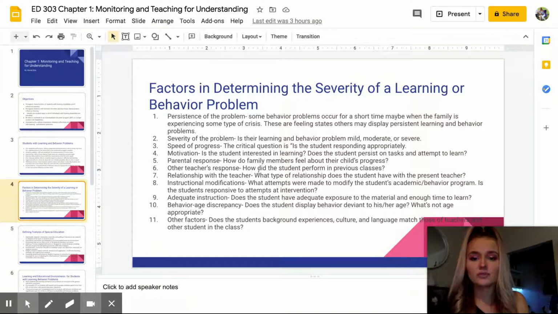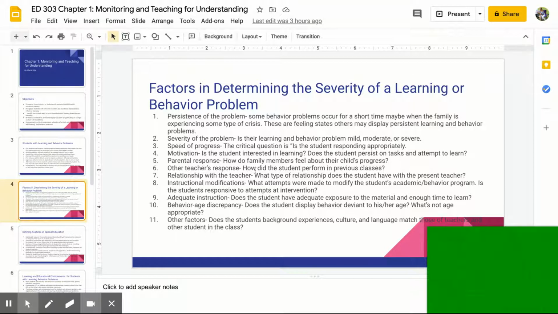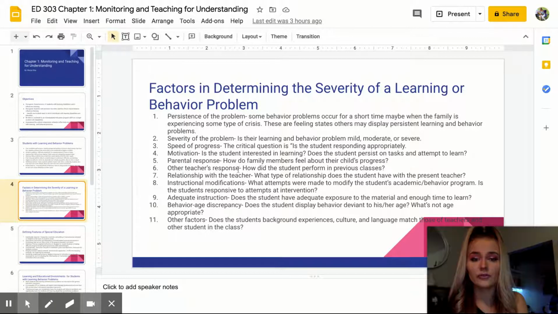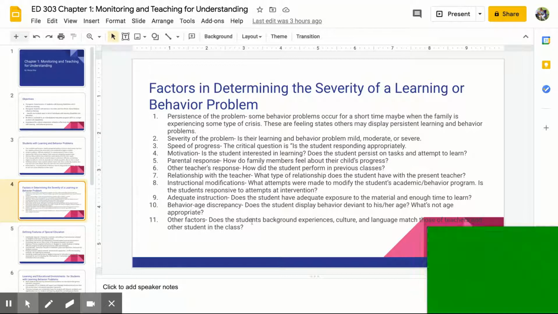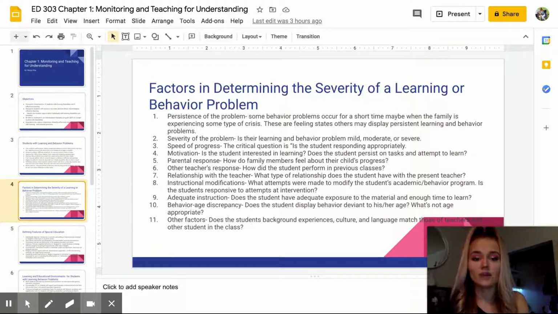Other teachers' response, how did the student do in their classrooms and perform? Relationship with the teacher. What type of relationship does the student have with the teacher? Instructional modifications, what attempts were made to modify the student's academic and behavior problems? Is the student responsive to the attempts of intervention?